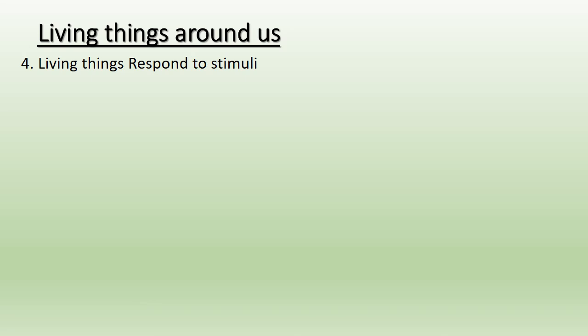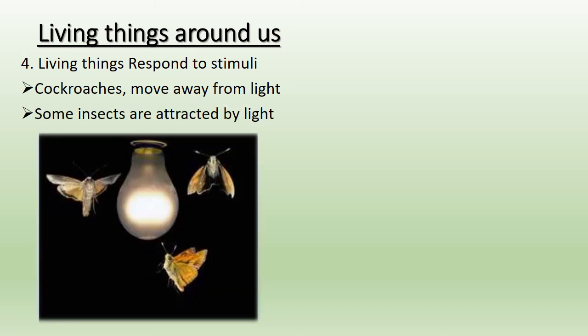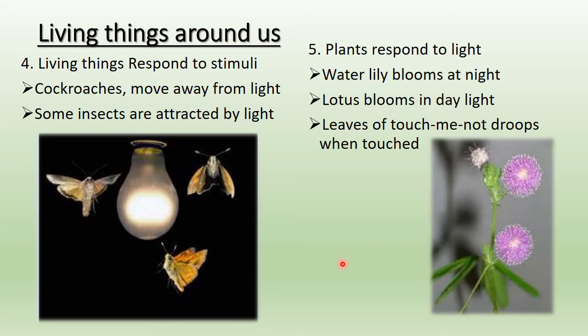Living things around us respond to stimuli. Like cockroaches, they will move away from light, but some insects are attracted by light. Plants also respond to light. Some flowers and even the water lily bloom at night, but the lotus blooms in the daylight. Leaves of touch-me-not will droop when touched. Even the sunflower will move in the direction of the sun.